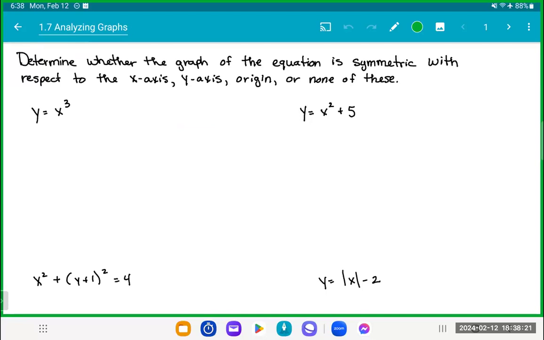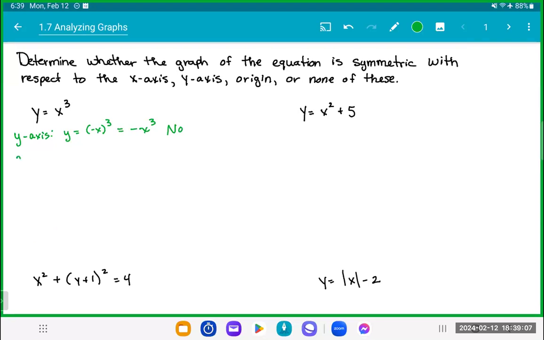So for this first one, we have y equals x cubed. If I want to start with respect to the y-axis, that means I'm substituting in a negative x for everything in here. So we would have y equals negative x cubed. When I simplify this, it gives me negative x cubed. That is not the same as my original. So no, this does not have symmetry with respect to the y-axis. Question?